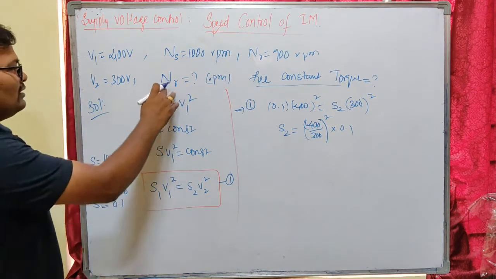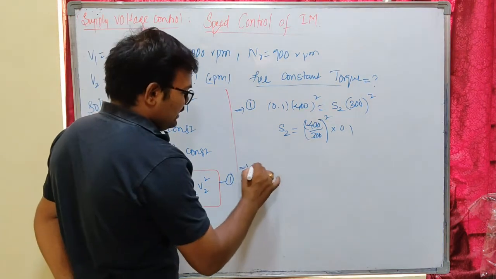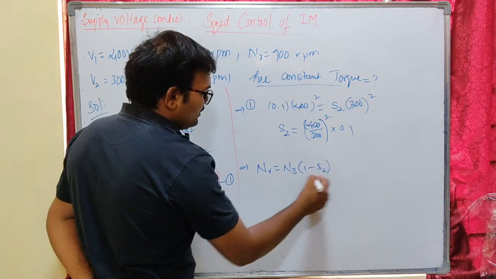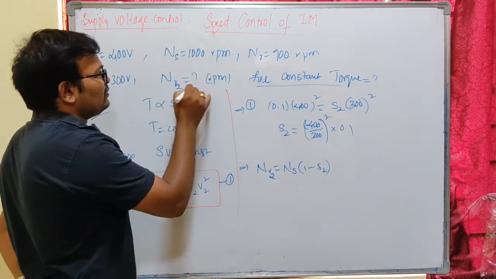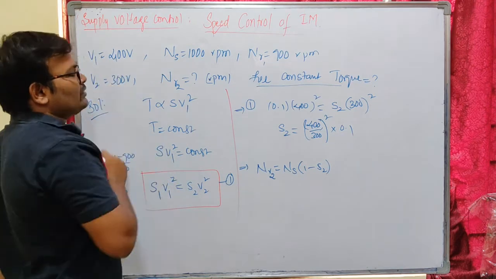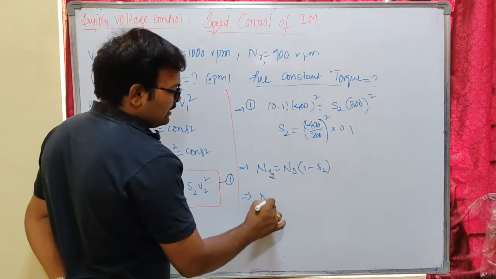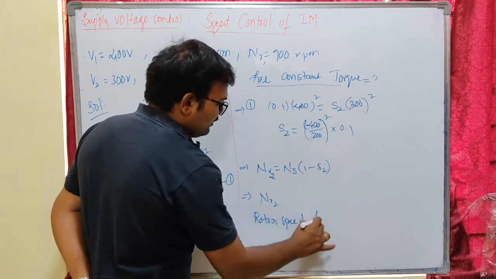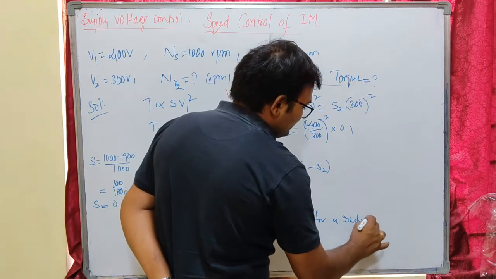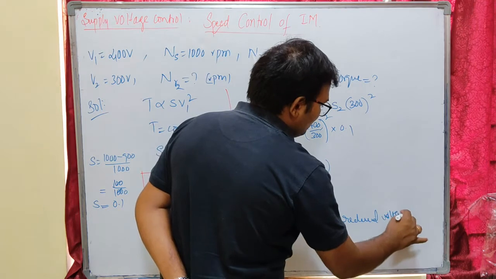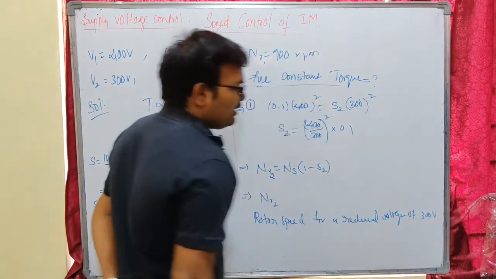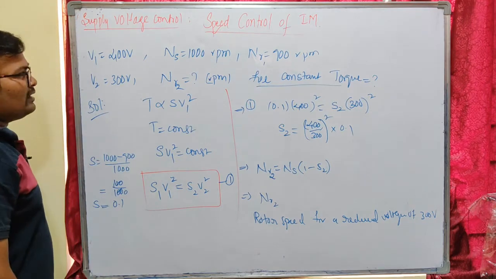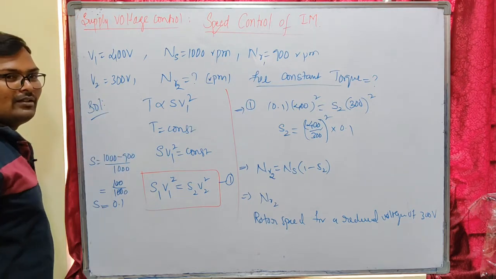So I can find out the speed. NS is constant for both the machines. This is slip 2, this is my NR2. This is NR1, this is NR2, for V1 and V2. NS is constant. So I can find out NR2, the rotor speed for a reduced voltage of 300 volts. Initially it was 400. For 400 volts, the speed of the machine is 900. Now let us see what is the speed of the machine for 300 volts.